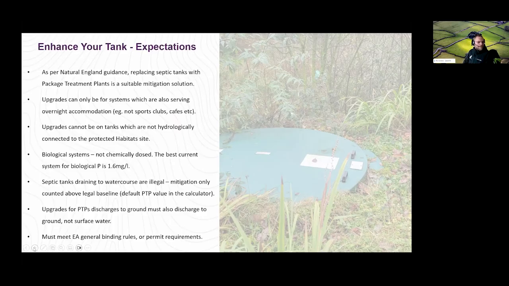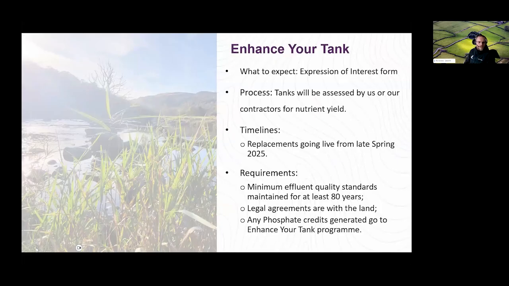If you're upgrading a package treatment plant or a plant that discharges to ground at the moment, the expectation will be that you will continue to discharge to ground. You can't take a package treatment plant that currently discharges to a drainage field, or a septic tank that discharges to a drainage field, and then put a package treatment plant in that connects directly into a watercourse, because those changes in pathways mean that we might not see the phosphate reductions that we need, and you will be expected to meet general binding rules or permit requirements as well.